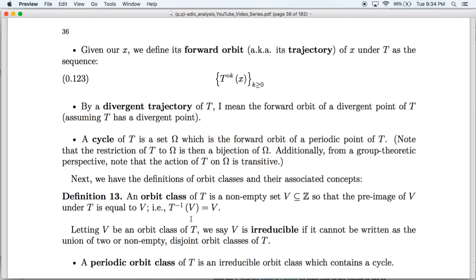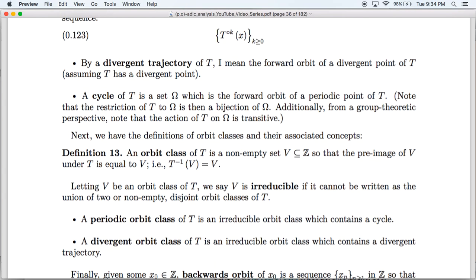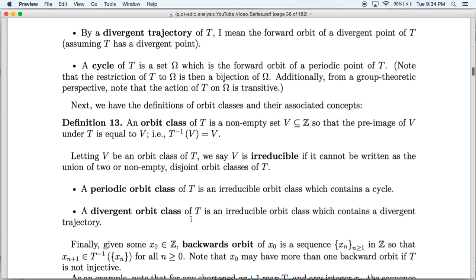And obviously, if V can be written as the union of two non-empty disjoint orbit classes of T, I say V is reducible. A periodic orbit class of T is then an irreducible orbit class which contains a cycle, and a divergent orbit class of T is an irreducible orbit class which contains a divergent trajectory.